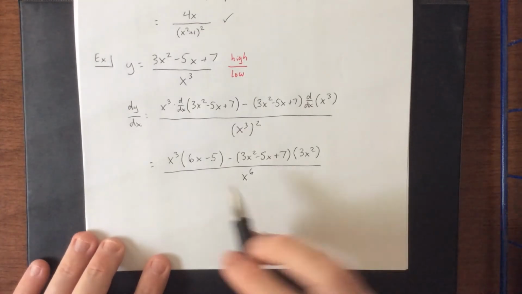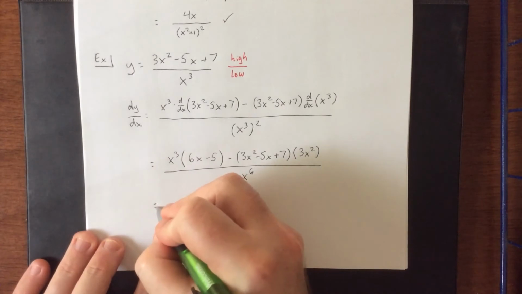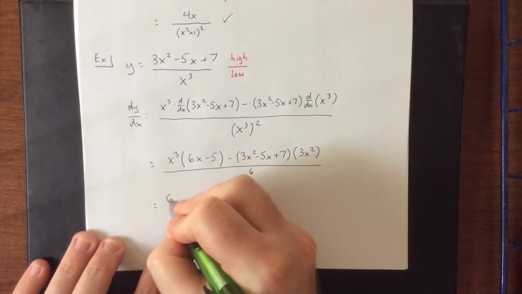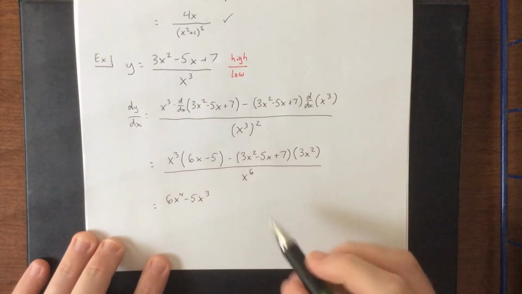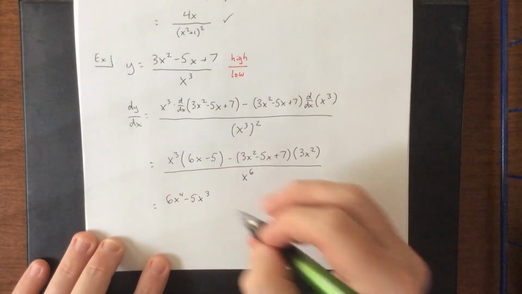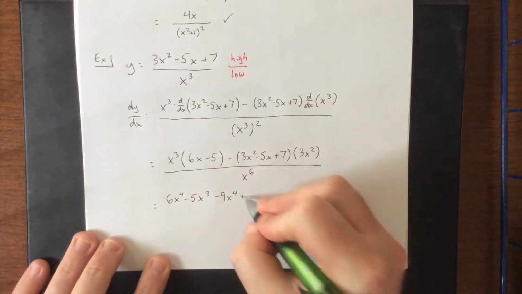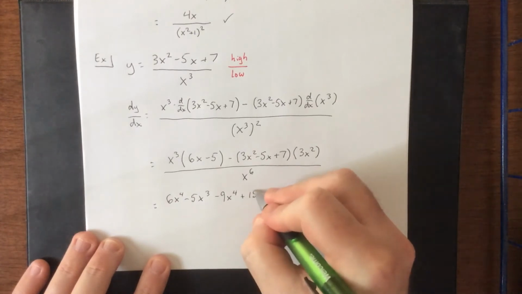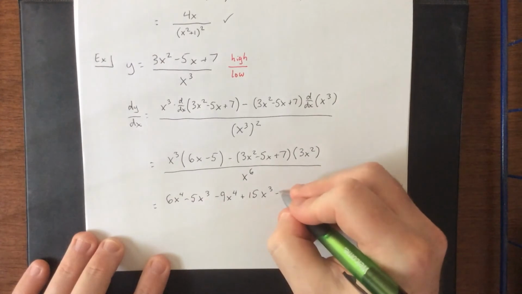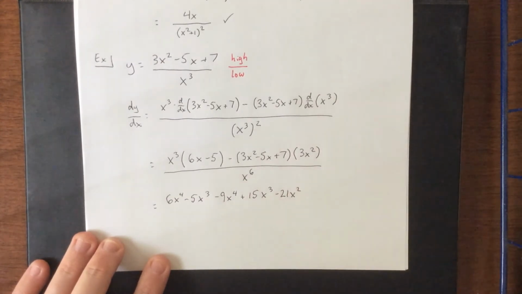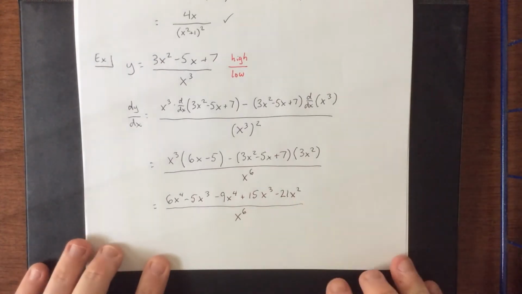Next, I'm going to distribute the x cubed to both of these terms, the 3x squared to all three of these terms, and we'll see what we can do algebraically. So I'm seeing 6x to the 4th minus 5x cubed. Distributing both the minus sign as well as the 3x squared, this will be minus 9x to the 4th power, plus 3 times 5, that's 15, x to the 3rd power, minus 3 times 7, that'll be minus 21, x squared. This is all still over x raised to the 6th power.